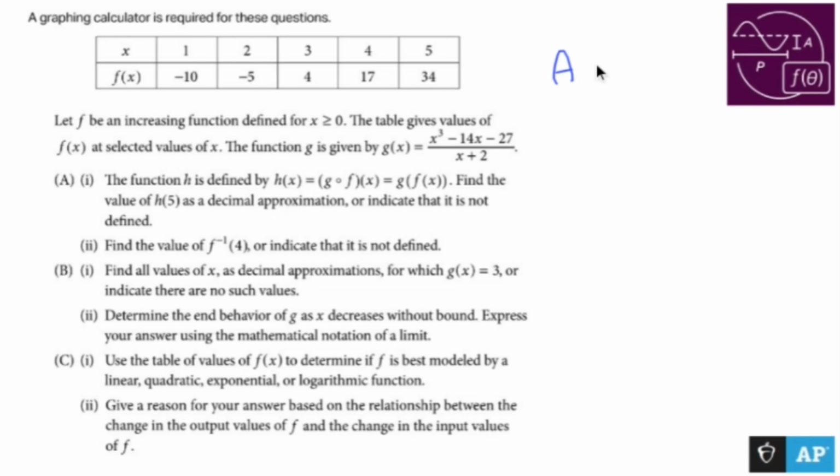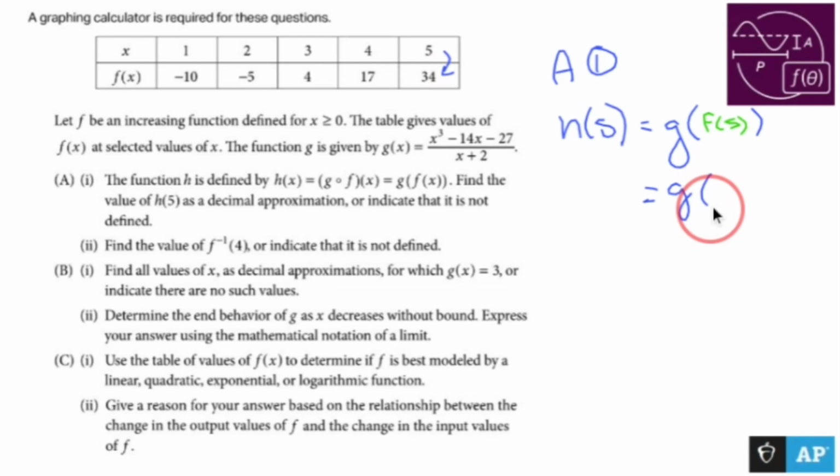So A, problem 1. Let's find out what h of 5 is. Well, h of 5 is the same thing as g of f of 5, and let me bring my color blue back. So f of 5, according to this picture up here, is going to be 34. So now I need to find out what g of 34 is. Okay, so h of 5 is the same thing as g of 34.